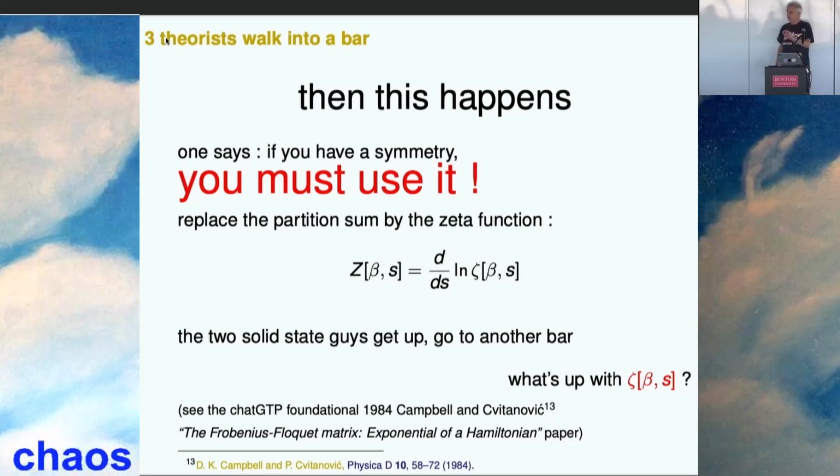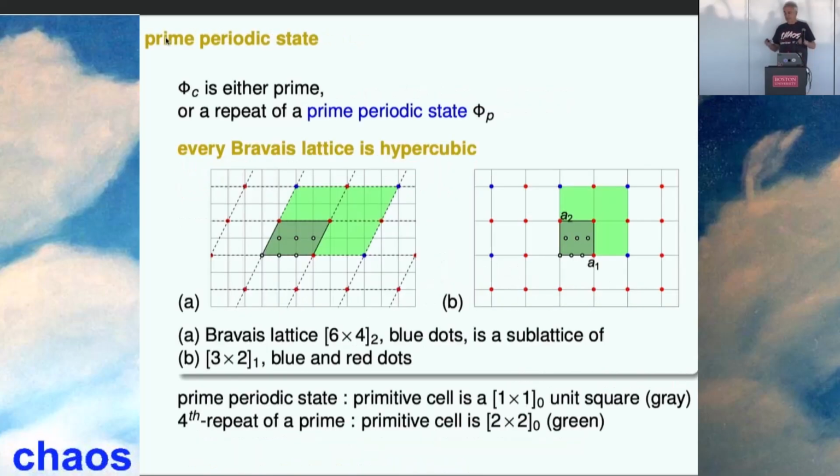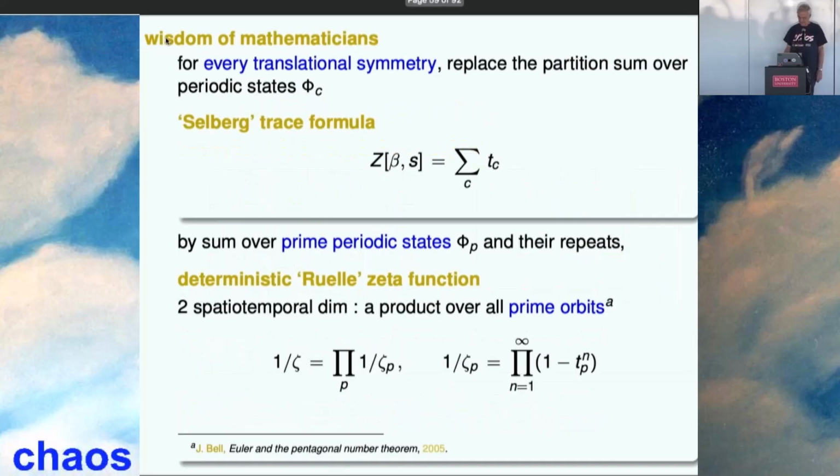You don't use partition sums. That's stupid. You should use zeta functions. Why? Because Euler says so. We know this forever. Because whenever you have a symmetry, you should count orbits. You shouldn't count states, because every state in an orbit is related to each other by symmetry. So there's only one object that's called an orbit. So your theory should be in orbit space. If you see something, you should make sure that you include a prime thing, the first time it happens, and all of its repeats. So that's illustrated on this slide.